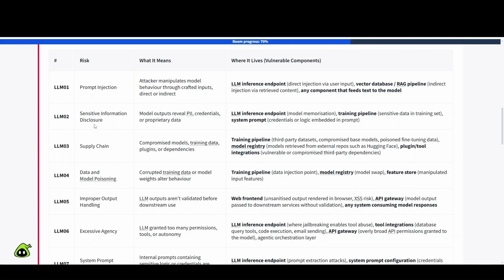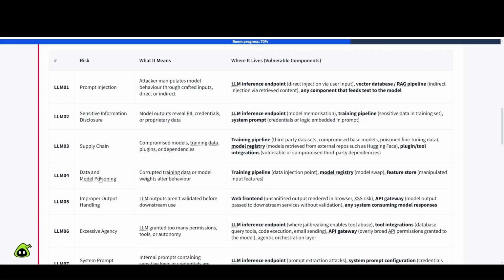LLM 02, sensitive information disclosure: model outputs reveal PII, credentials, or proprietary data. Affected are the LLM inference endpoint, through model memorization; the training pipeline, with sensitive data in the training set; and the system prompt, with credentials or logic embedded in the prompt. LLM 03, supply chain: compromised models, training data, plugins, or dependencies. Pipeline: third-party databases or data sets, compromised base models, poisoned fine-tuning data. Model registry: models retrieved from external repos such as Hugging Face. Plugin and tool integrations: vulnerable or compromised third-party dependencies.